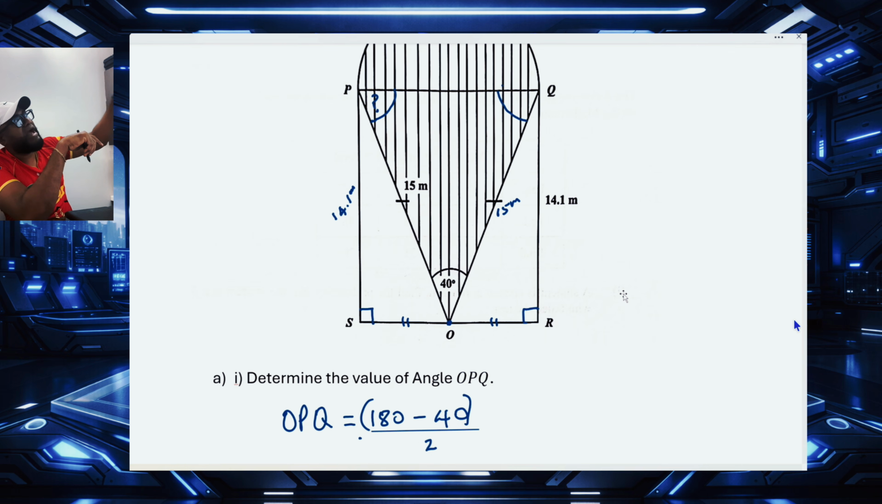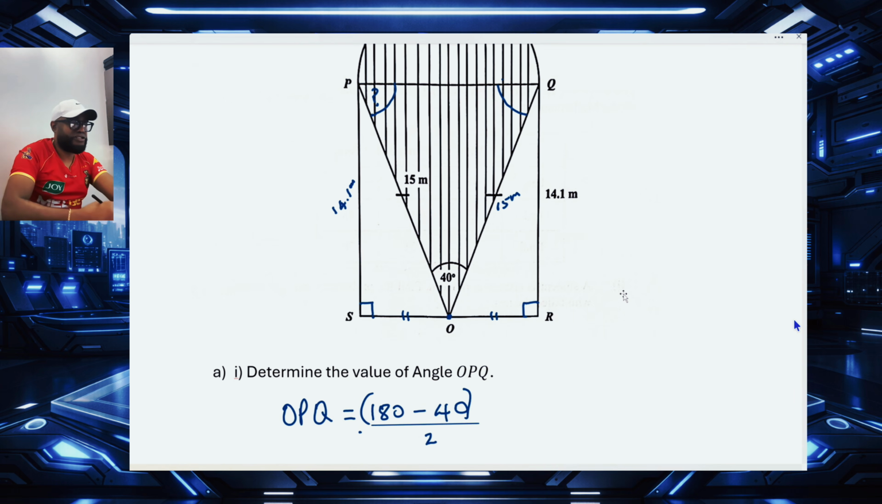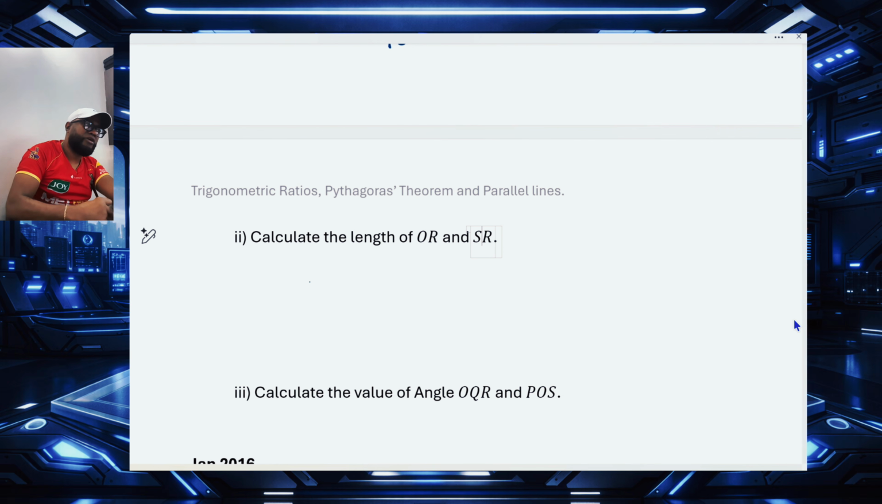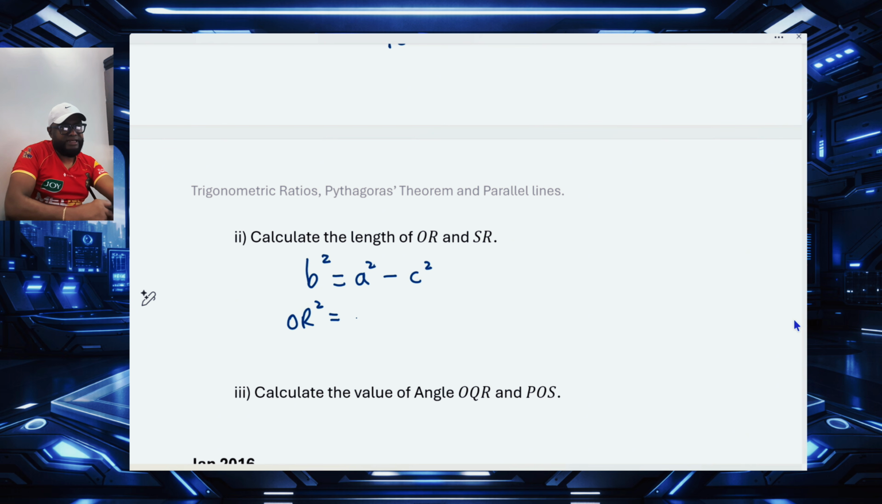So I have my hypotenuse, which is how much? 15. What is the side that I was given? 14.1. So if I want to find a side, I am using this formula, an edited version of the original formula. B squared will be equal to the hypotenuse squared minus the other side squared. So B, which is OR, is equal to the hypotenuse, 15, minus the other side, 14.1.